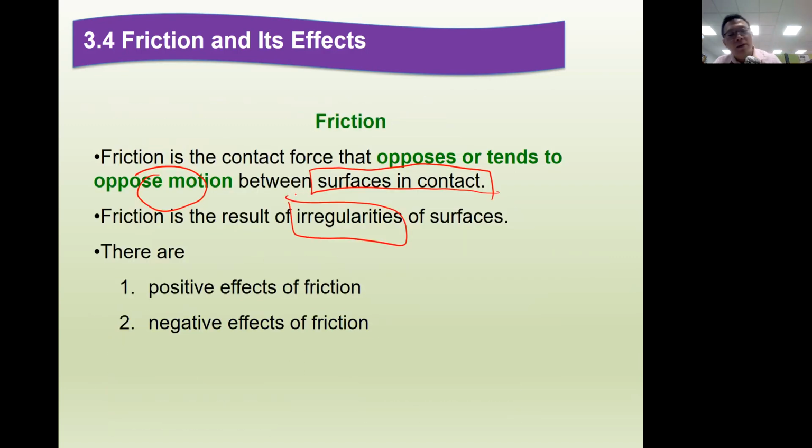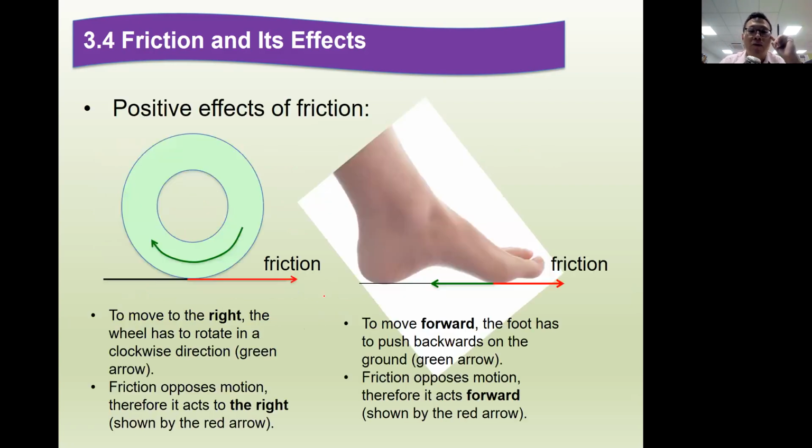In lower secondary or maybe primary school, we tend to relate friction as a bad thing. It causes wear and tear, it causes heat to occur. But not all frictions are bad. There are actually positive effects of friction, and we will look at one or two common positive effects of friction.